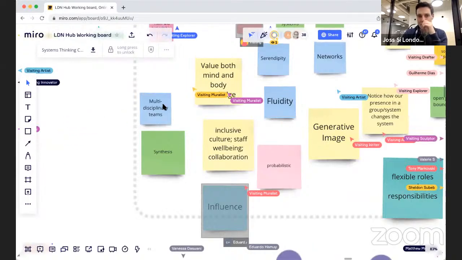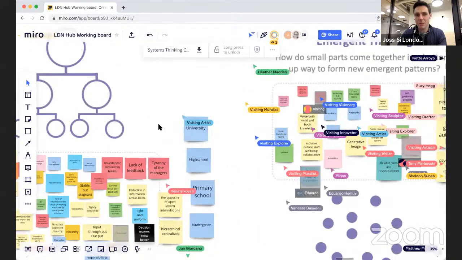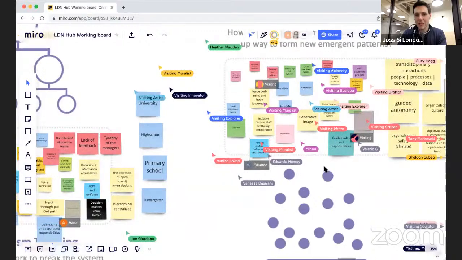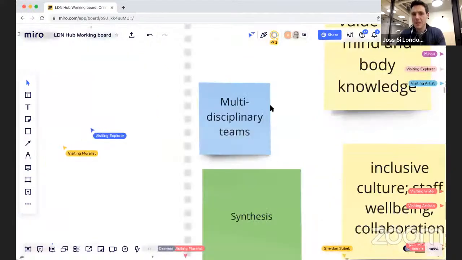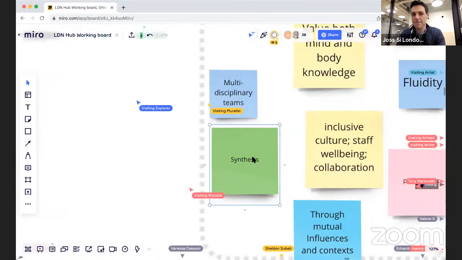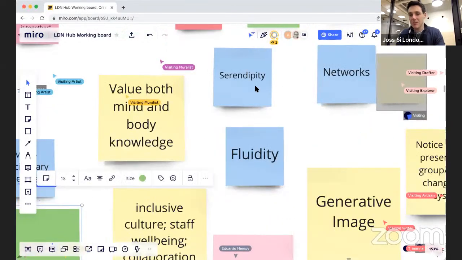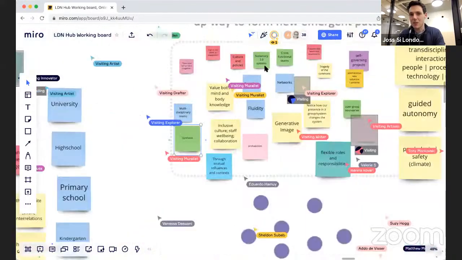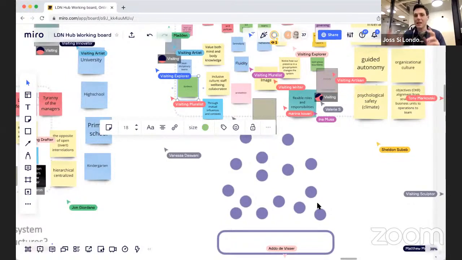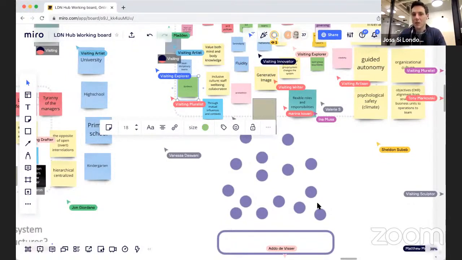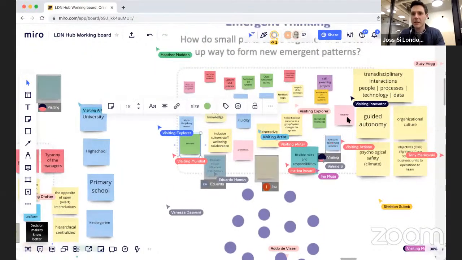Multidisciplinary teams, yeah. It's quite different to what goes on over here. Here we separate out all these different teams and departments. Here we might put them all together so that we can get synergies between them, and see what happens when we do that. Synthesis, yeah. Fluidity, networks, serendipity, yeah, definitely part of emergence. We don't know what's going to happen over here. When we put things together in novel ways, in dynamic ways, we don't really know what's going to emerge. A certain level of uncertainty and so forth.